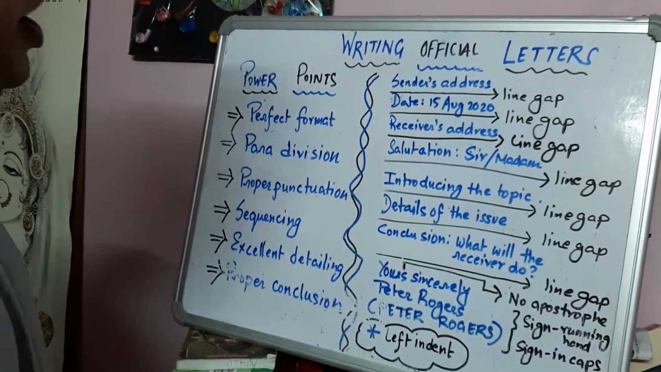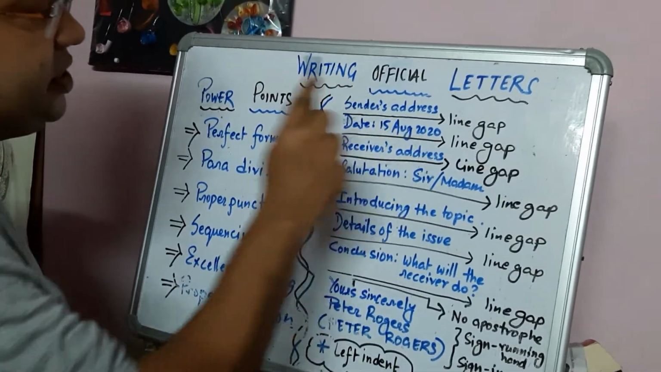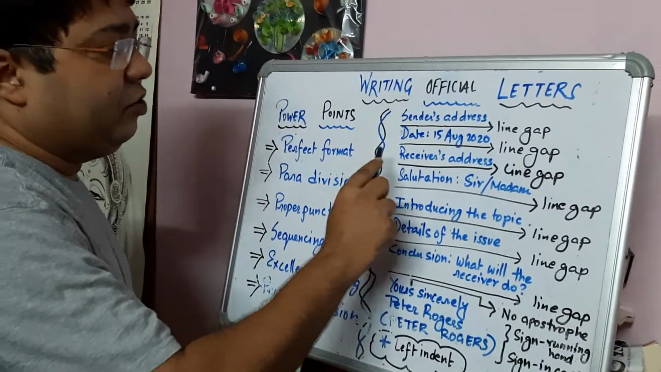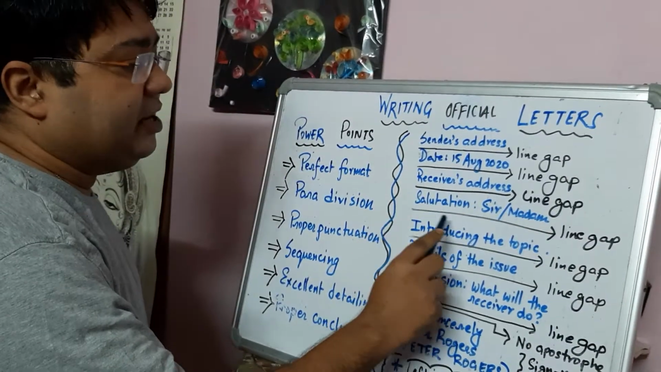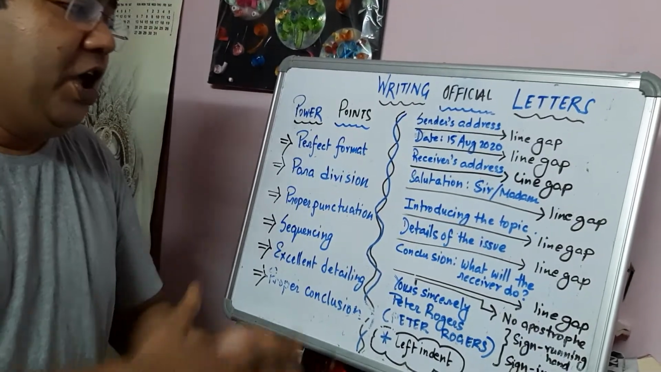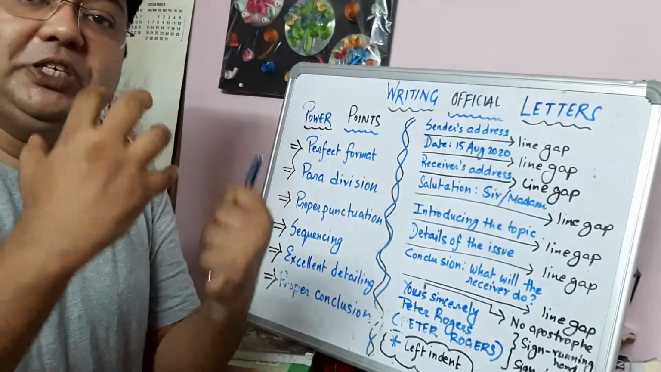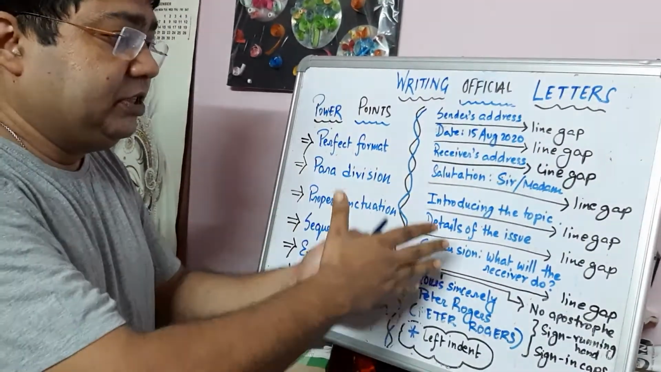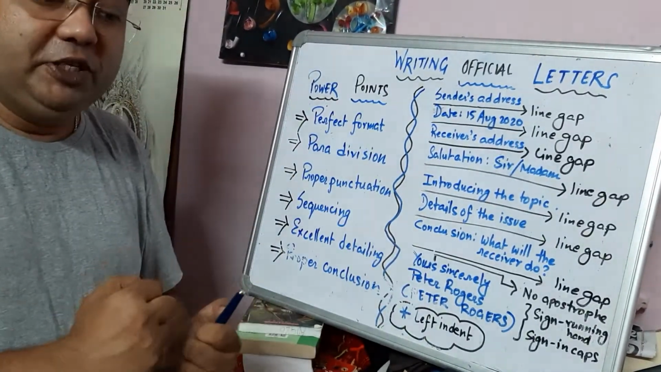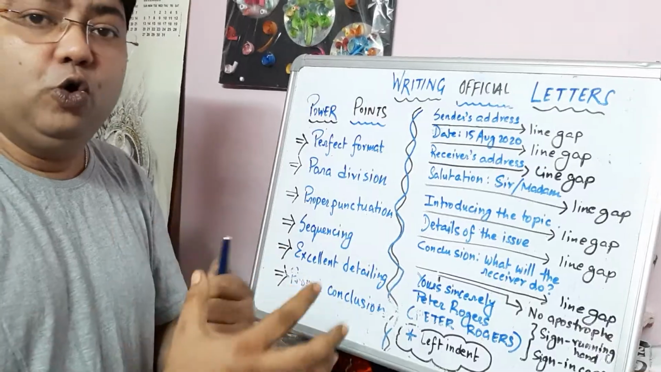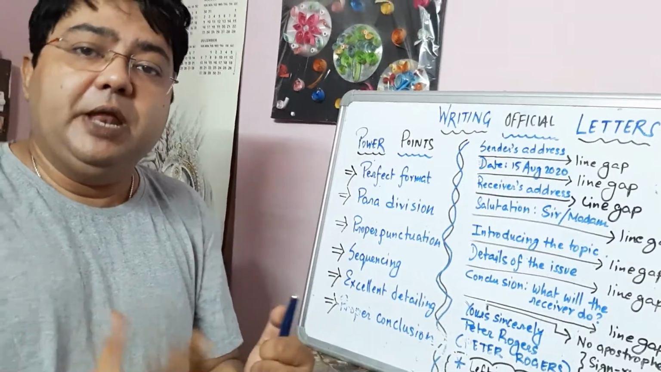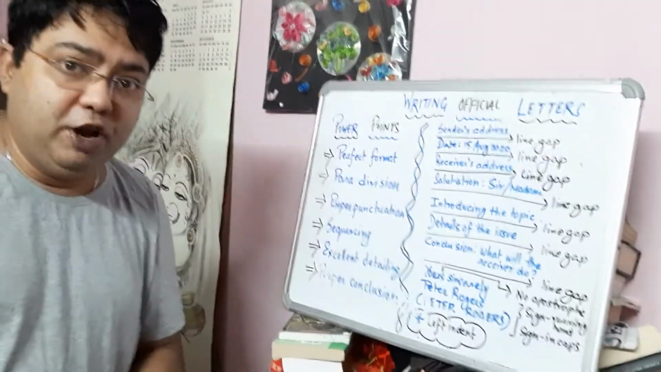As you can see over here, as we have discussed previously, the sender's address on the top, a line gap, the date, a line gap, receiver's address, a line gap, a salutation, Sir or Madam, a line gap, introducing the topic. That means over here, you will have to write what the topic is all about. Then comes the details of the issue. Detailing is very much important. Here you will be telling us about the details of the whole issue, and that is very important. You have to give maximum detail in minimum space. You have to follow the word limit as well.